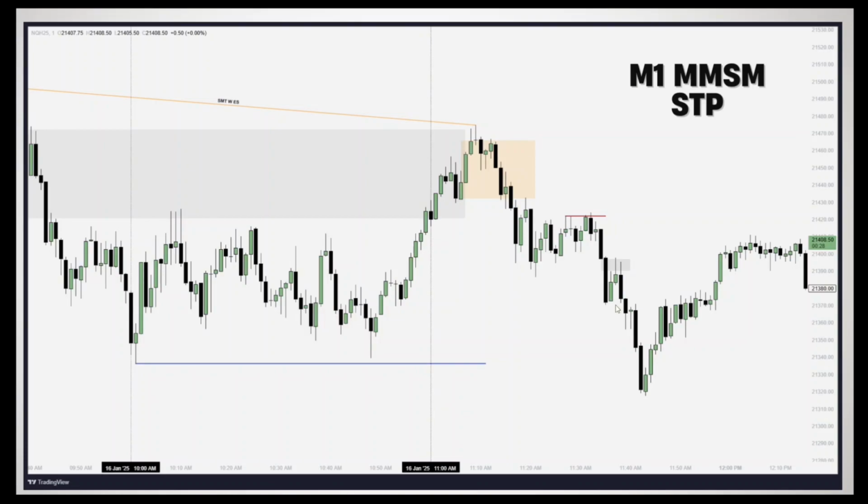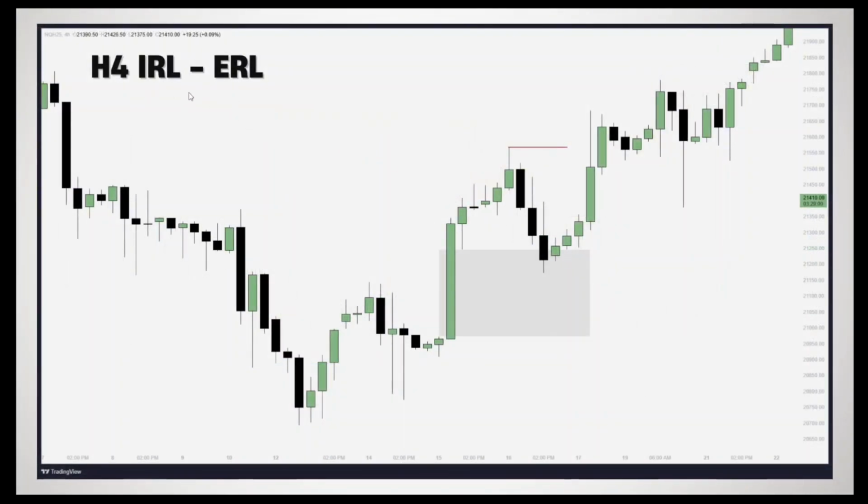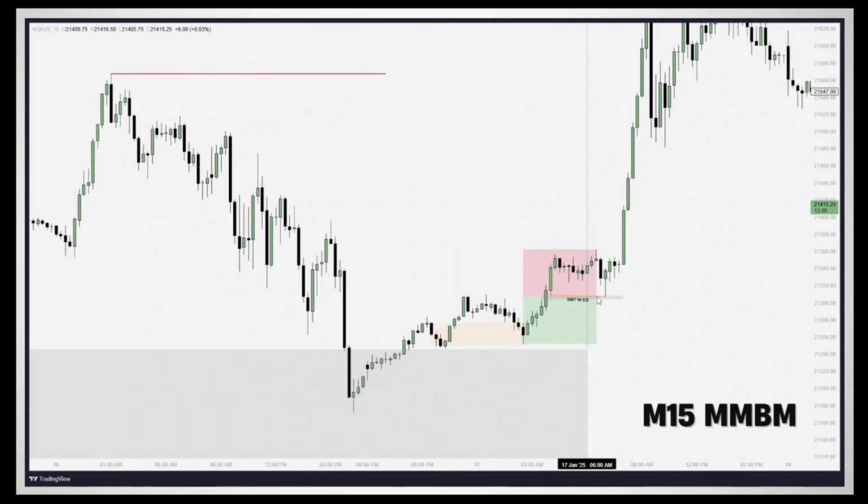So here we got the same scenario, but this time it will be the internal to the external, right? So H4 internal to the external, but we got this M15 different time frame, right? The 6 a.m. power of 3. I told you that we will be focusing on the H4 power of 3. The M15 market maker buy model with the H4 power of 3.